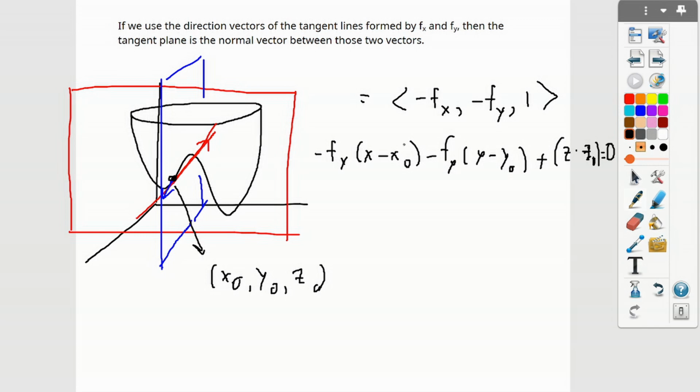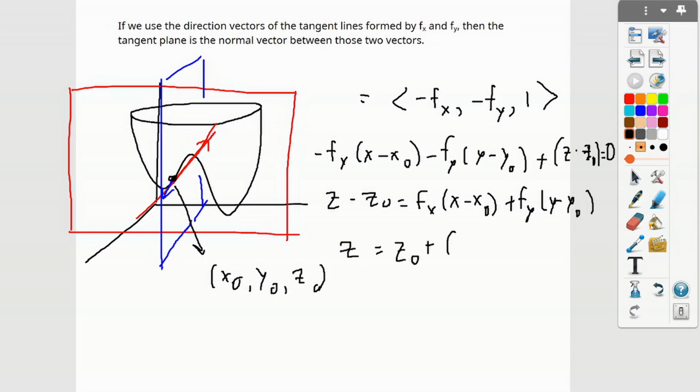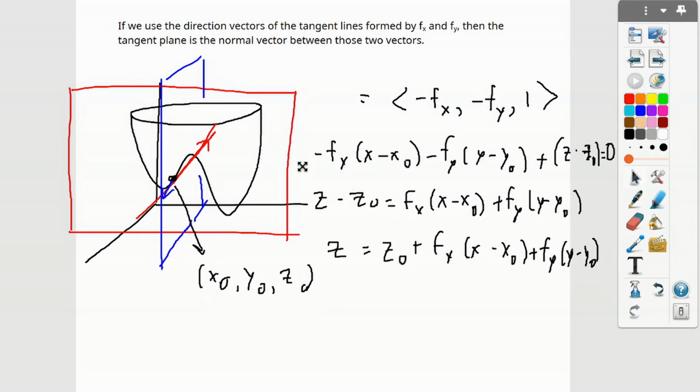I'm sorry, I'm just squeezing this a little bit. Now if we move f sub x and f sub y over to the other side, what will we get? We get z minus z0. So we move these two groups to the other side. Z minus z0 is equal to f sub x times x minus x0 plus f sub y times y minus y0. So z is equal to z0 plus f sub x times x minus x0, plus f sub y times y minus y0. And this is the equation of a plane for a partial derivative right here.